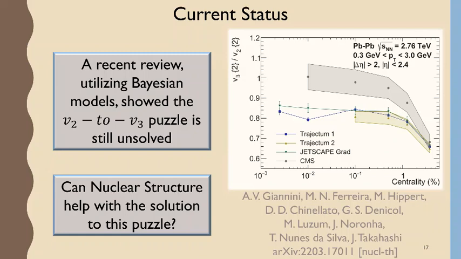Possibly. I don't know that it might have an effect on when you calculate the initial state eccentricities, whether you calculate them right when Trento runs, which would be like 0.6 fermi after the collision, or if you have some kind of pre-equilibrium evolution, which could be affected by the transverse momentum.